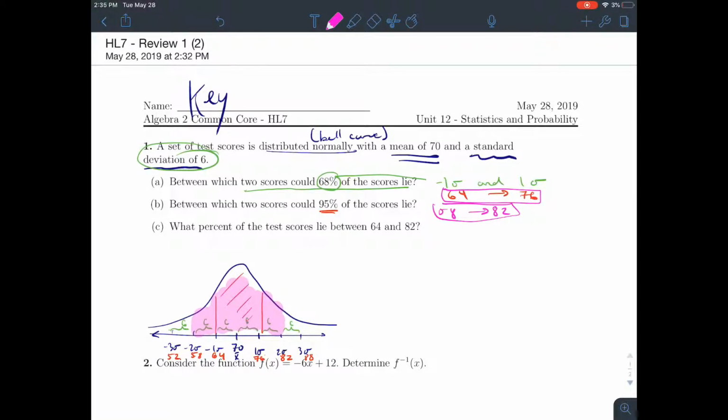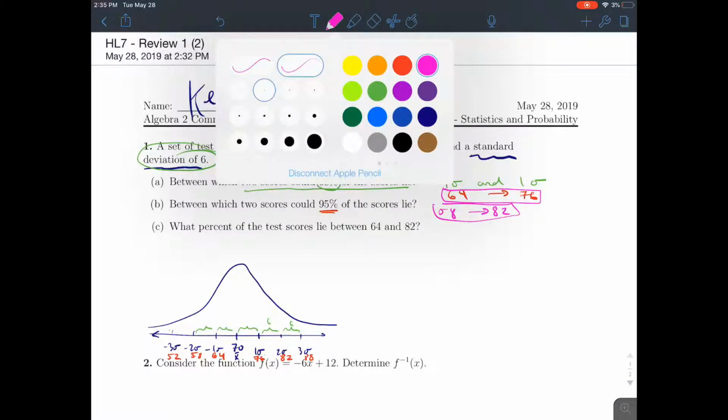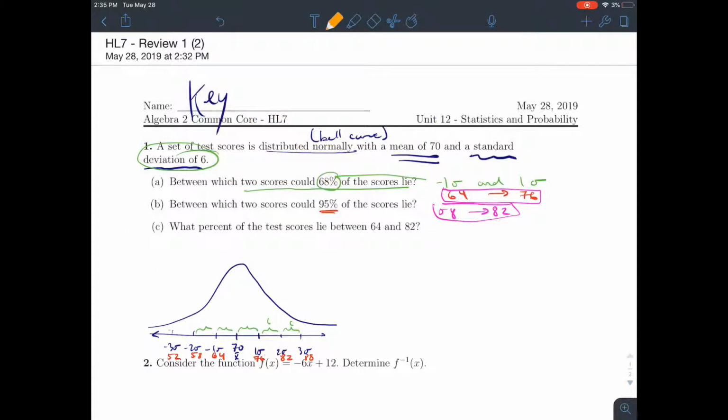And then this is a really interesting question. What percent of the test scores lie between 64 and 82? I'm going to erase the shading that we had here, and then we'll indicate the region of interest using our pen. So from 64 to 82. There are many ways that you could solve this one. One way to think about it would be, if we had from -2 sigma to 2 sigma, that would be 95%. But we don't have all of that. We're missing this piece right here.